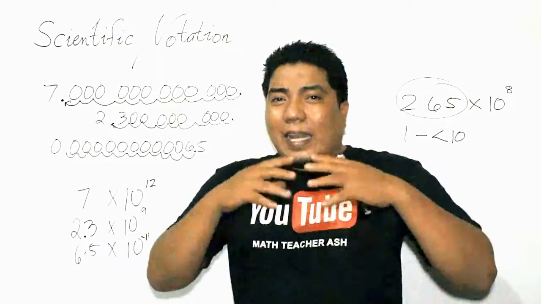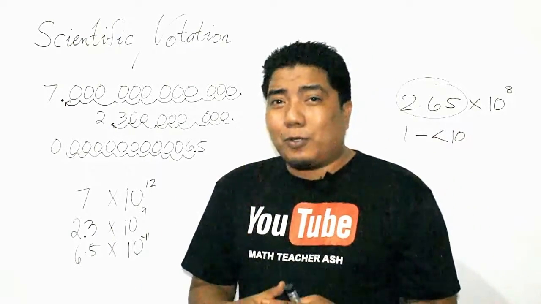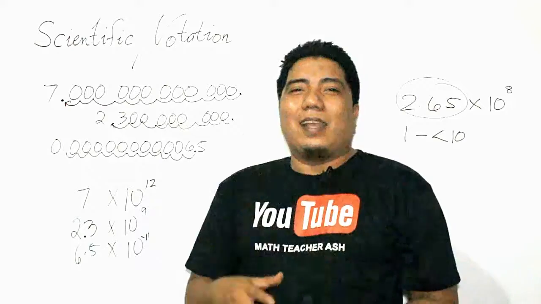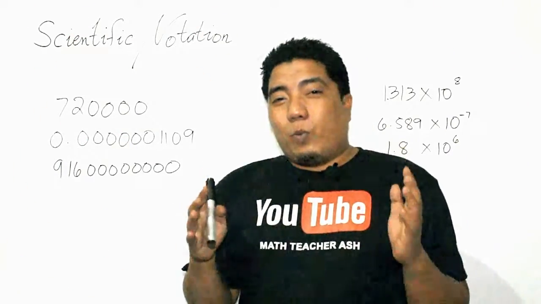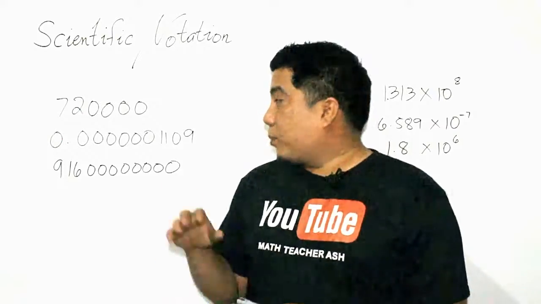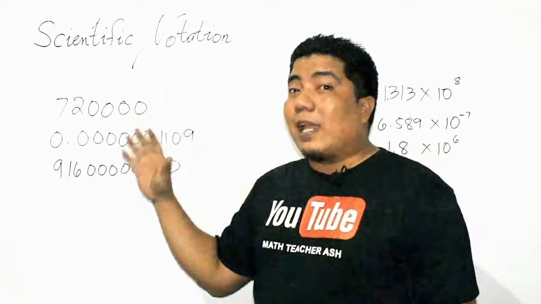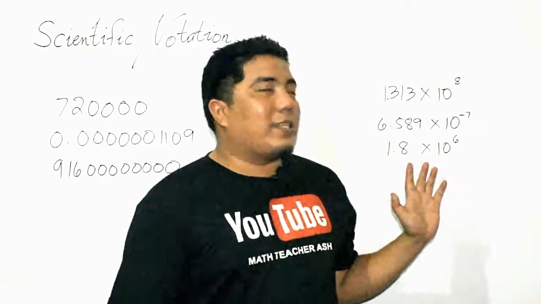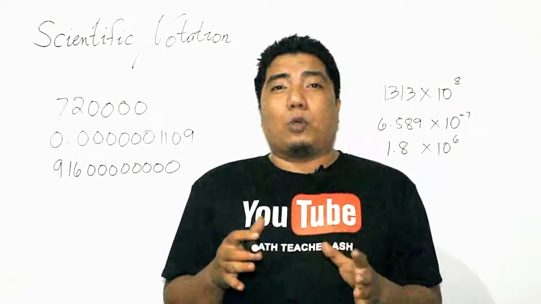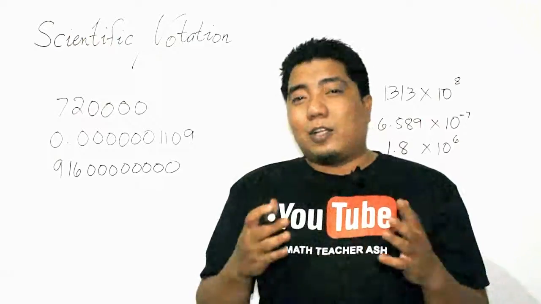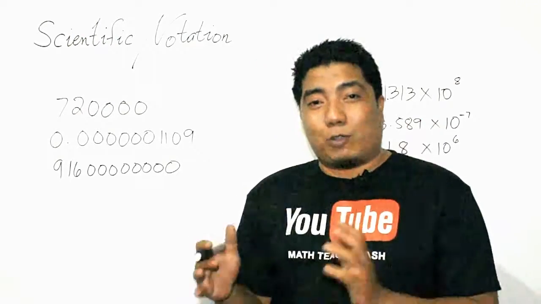Okay? So, let's consider other examples for you to have more concrete understanding about this topic. Okay, math learners, we have here two sets of examples. One set is all about standard notations, and the other set is in scientific notation. Now, these examples will teach you how to convert from standard to scientific and from scientific to standard.